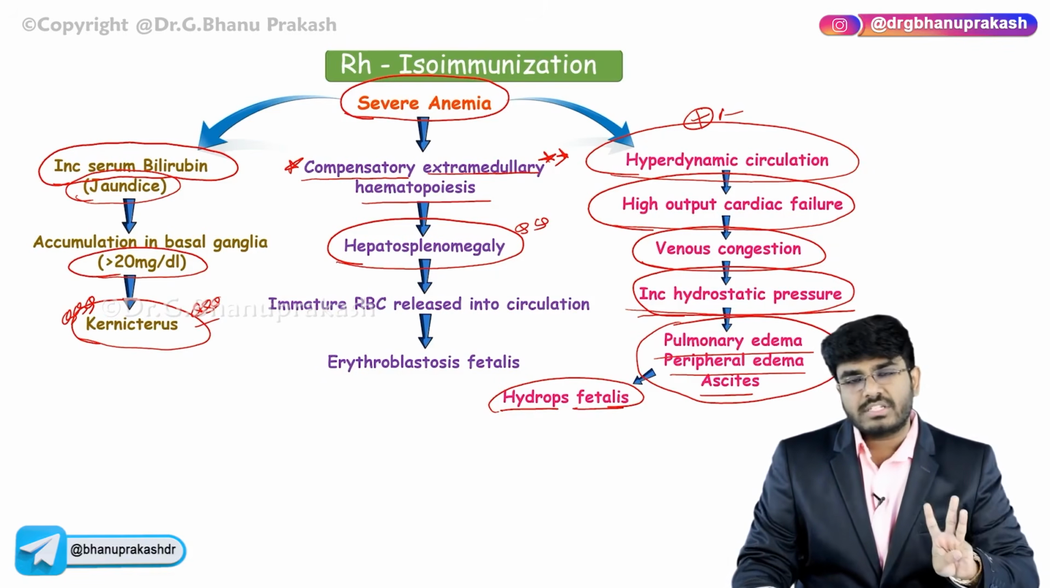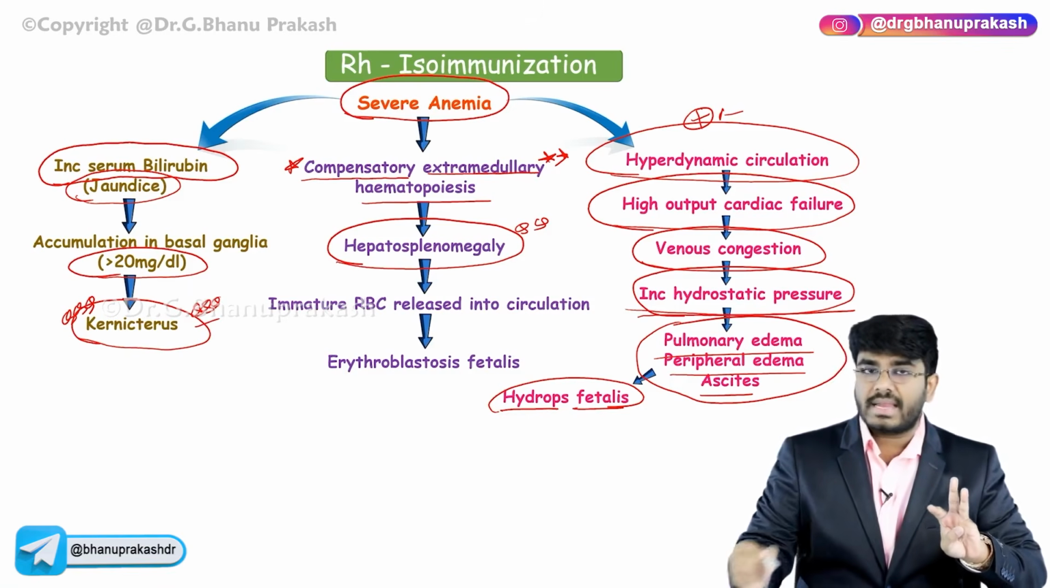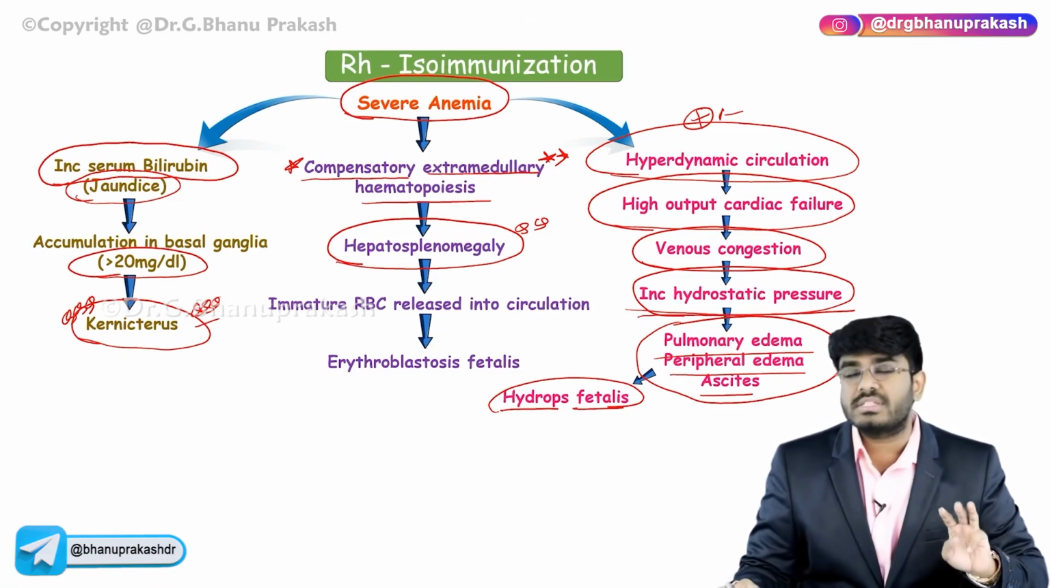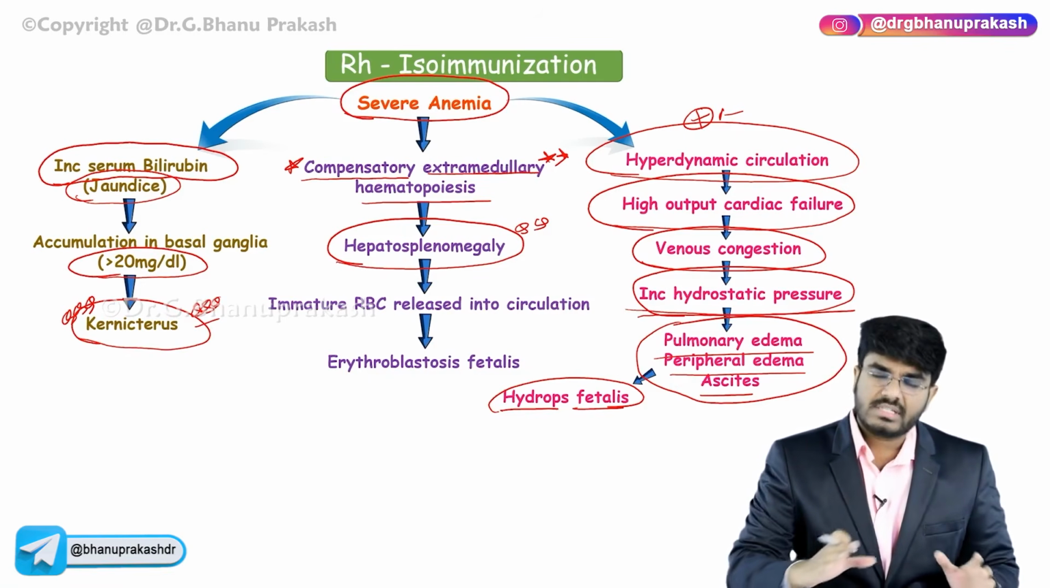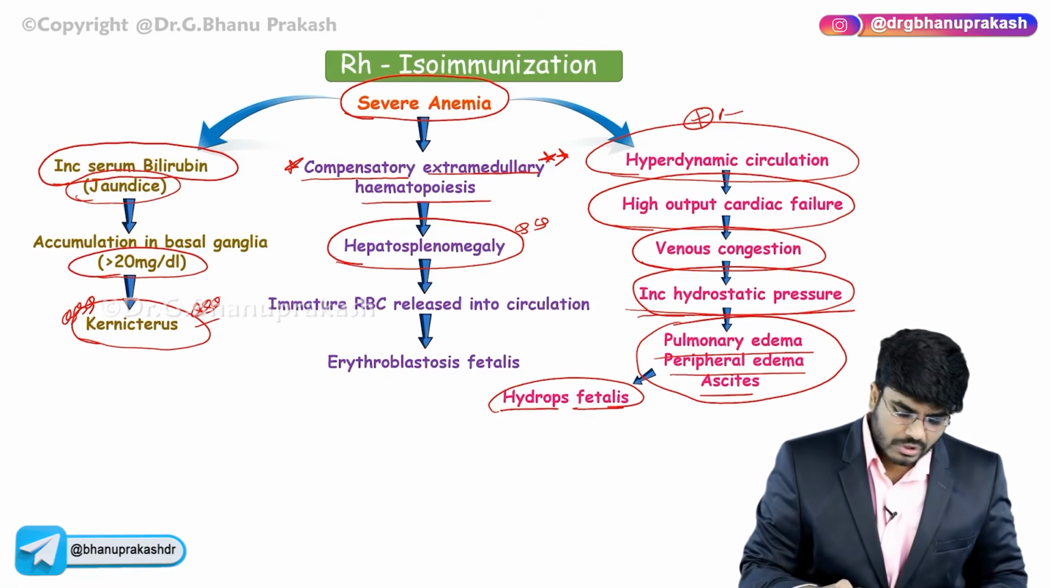So, what are the three important complications because of severe anemia, guys? One is kernicterus can happen, erythroblastosis fetalis is seen, and hydrops fetalis is seen. We will discuss much more about hydrops at the end of the topic.